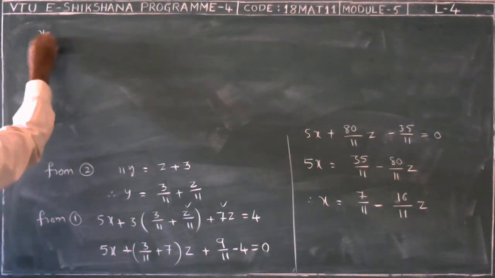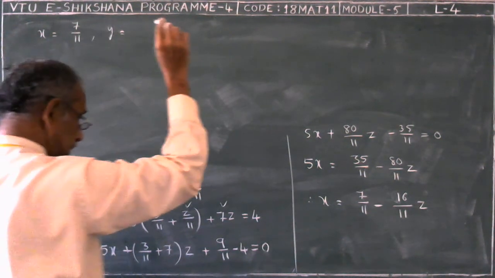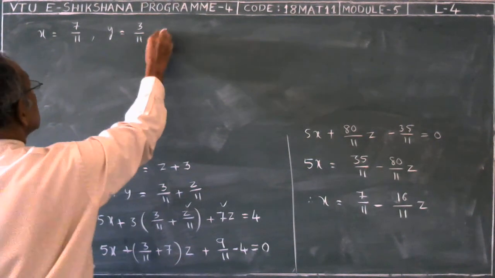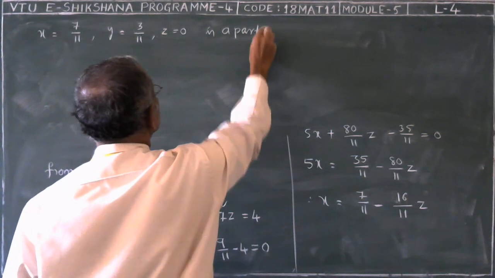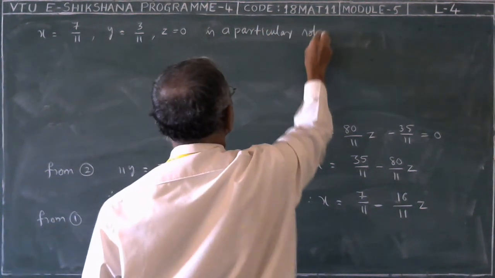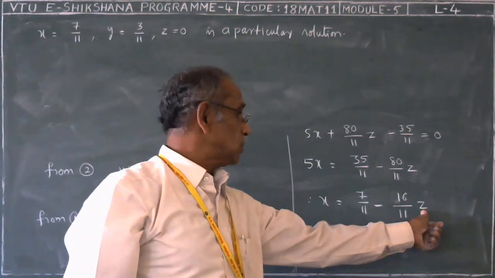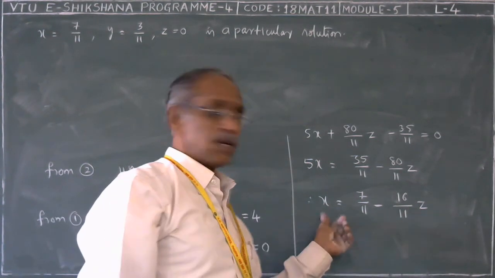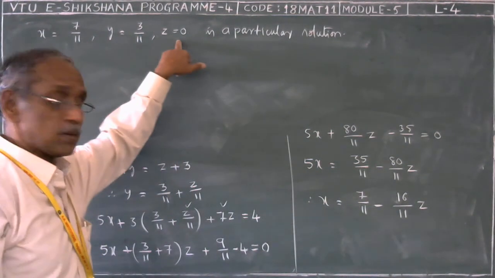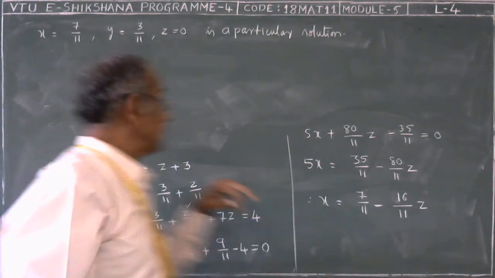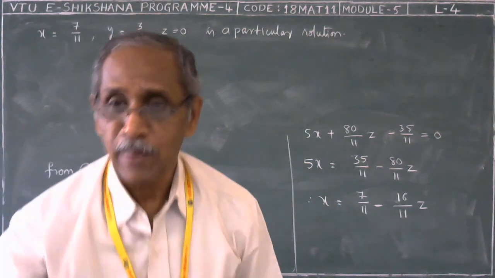So x is equal to 7 by 11, y is equal to 3 by 11, z is equal to 0 is a particular solution. Taking z is equal to 1 is also a solution. So as z assumes values, x and y also assume values. That means the system of equations has an infinite number of solutions. One particular solution for z equal to 0 is x equal to 7 by 11, y equal to 3 by 11, z equal to 0. So with this I conclude this session. I'll continue the remaining portion in my next lecture.